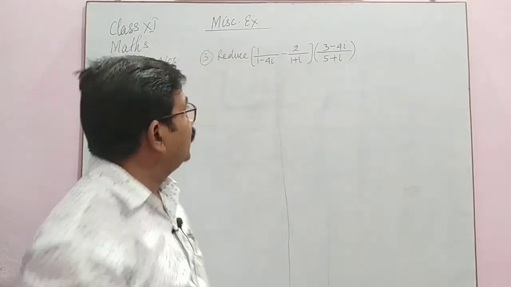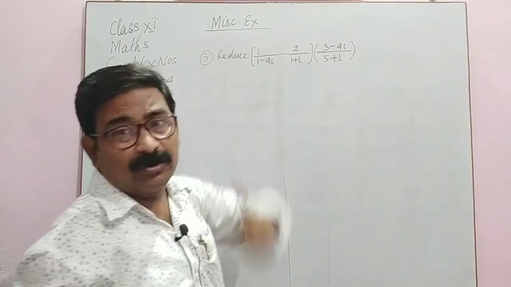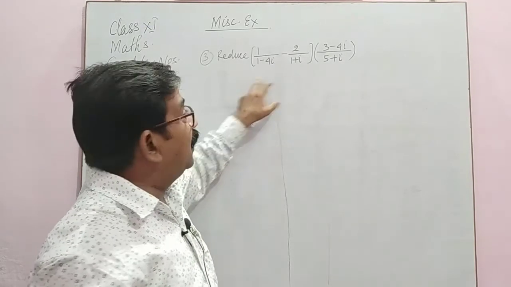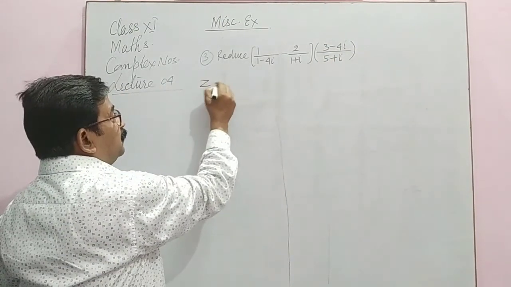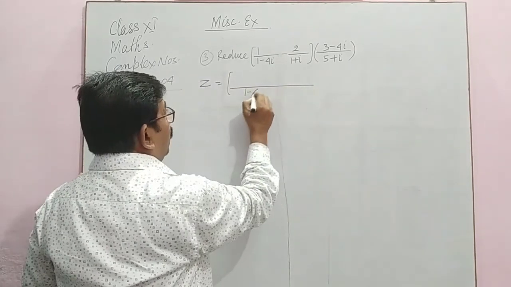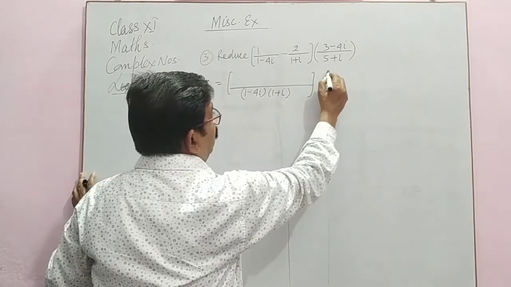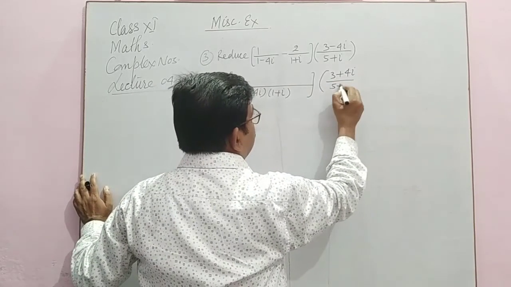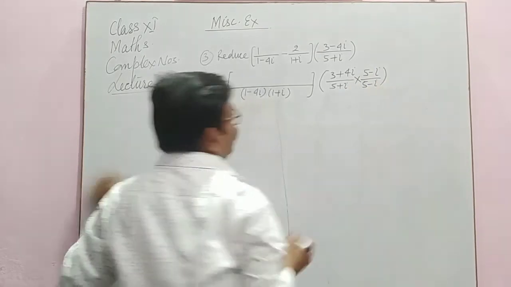Wherever we have a fraction, we can multiply it by its conjugate. By taking the LCM you can also solve. So better take the LCM of these two here. This is a complex number, so I am writing it as Z. Its LCM is 1 minus 4i into 1 plus i. Here I am doing 3 minus 4i upon 5 plus i, multiplying by 5 minus i and dividing by 5 minus i, its conjugate.